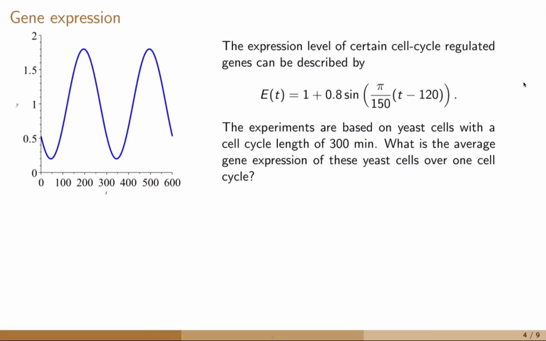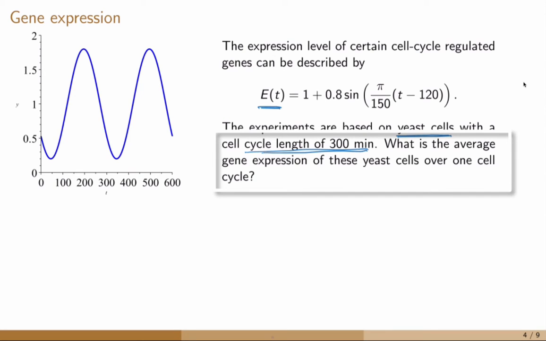So here's an example about gene expression. As you know, cells go through a cell cycle, which has like the G1 phase, the S phase, the G2 phase, and the M phase. And there are some cycling proteins or cycling genes which are expressed differently in different parts of the cell cycle. And so here's one curve on the left of one of these genes, how it is expressed during 2 cell cycles of a yeast cell. And this gene expression level can be described by the function given here, the function e. The cell cycle length is 300 minutes, and the time unit is minutes.